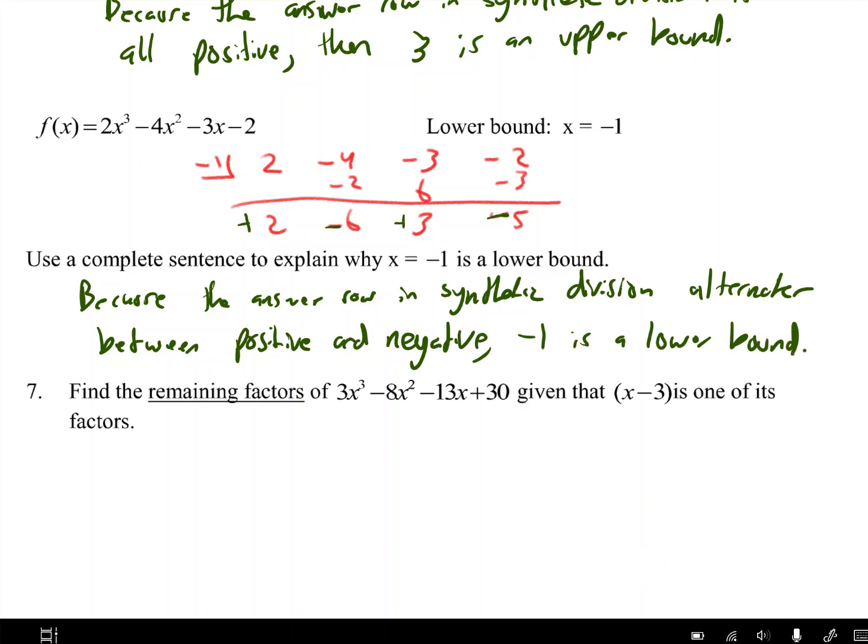Okay, so something else that often comes up in these questions that didn't come up in these specific examples is if you have a 0 in your answer row, 0 can count as positive or negative. So for example, if this was 0, it would still be a lower bound because we could do positive, negative, 0 can count as either, and then negative. So that's all I really need to say as far as explaining how I know it's a lower bound.